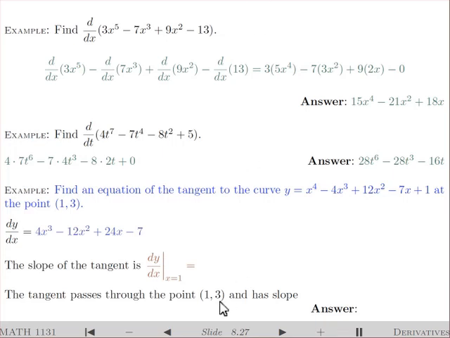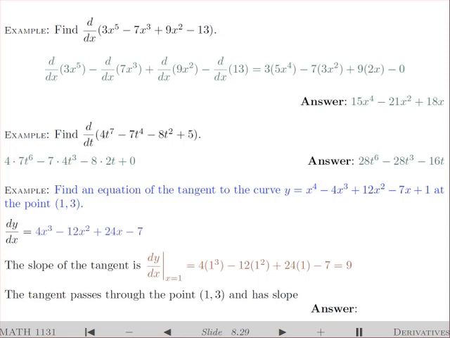I will sometimes use this notation to mean evaluate this function or expression at this number. In other words, just plug in x equal to 1 into the expression for this, and that's going to give me 4 times 1 cubed minus 12 times 1 squared plus 24 times 1 minus 7, which you can verify comes out to be 9.